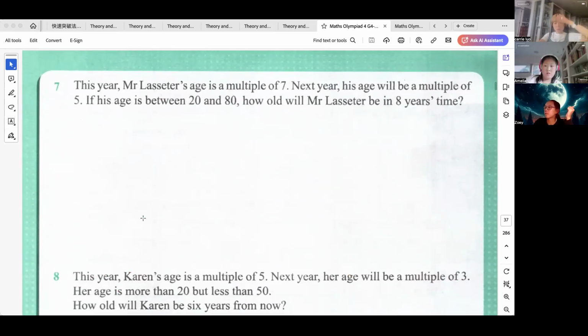Okay, number 7. This year, Mr. Lester's age is a multiple of 7. Next year, his age will be a multiple of 5. If his age is between 20 and 80, how old will Mr. Lester be in 8 years' time? Read the question very carefully, okay? Don't give me the wrong answer. Okay.